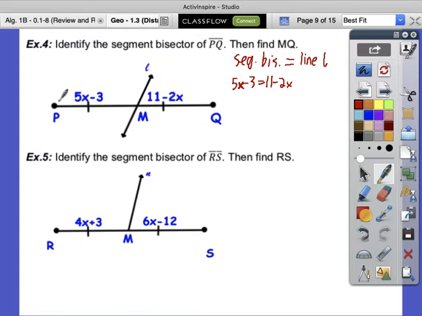Because the whole segment was cut in half, these two are equal halves. So they're congruent, so we can set them equal. Congruent tells us to set them equal. 5x minus 3 equals 11 minus 2x. If we solve this equation, one thing I like to do is get all the x's together. So I'm going to add 2x to both sides to move it closer to the 5x.